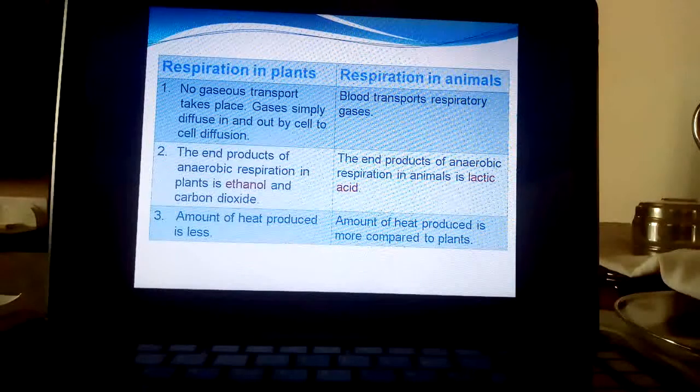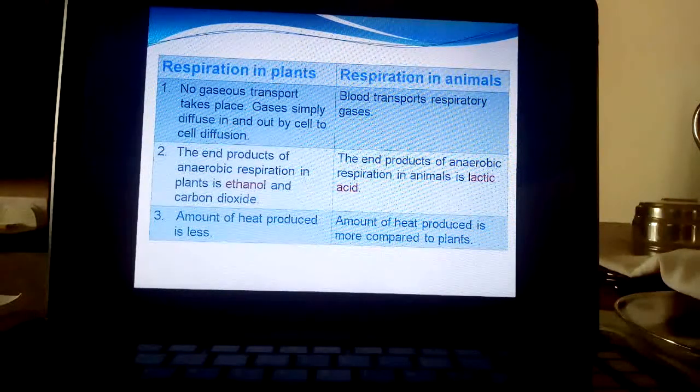Now, we are going to learn the next topic for today, that is respiration in plants and animals comparison. Children, can you find any differences between our respiration and plants' respiration, children? Respiration in plants and animals. We are going to learn now respiration in plants.